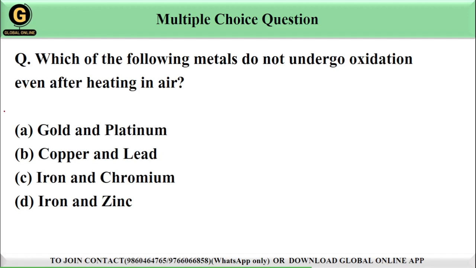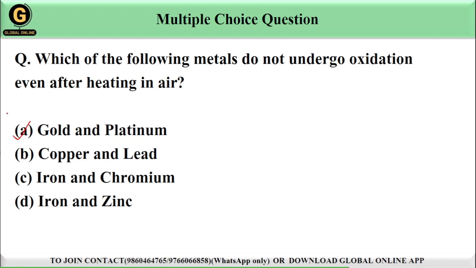Next question is, which of the following metals do not undergo oxidation even after heating in air? Guys, we have options here. Option A, gold and platinum. Option B, copper and lead. Option C, iron and chromium. And option D, iron and zinc. The correct answer among the options will be option A, gold and platinum, because these two are noble metals, meaning they do not easily react with oxygen even when heated. This makes them resistant to oxidation and corrosion, unlike other metals such as iron and zinc. So the correct answer is option A, gold and platinum.